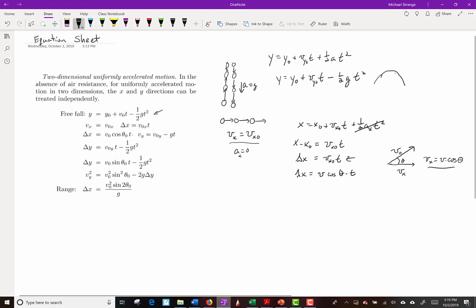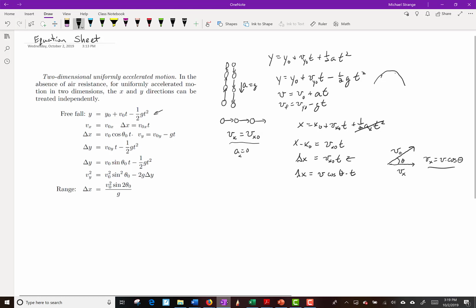And then this one right here, this is the velocity in the y direction. So the velocity in the y direction comes from this kinematic. v is v naught plus the acceleration times time. And in our case, the acceleration for free fall motion is negative g. So we get v final is going to be vy naught minus gt. So again, everything comes from kinematics.